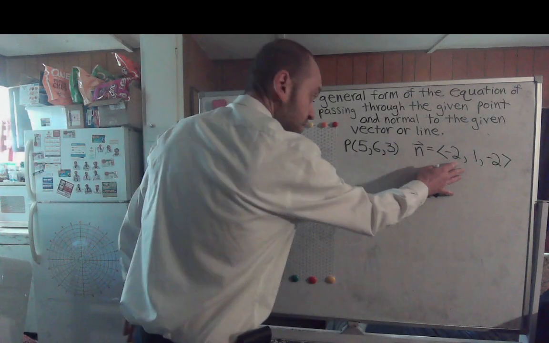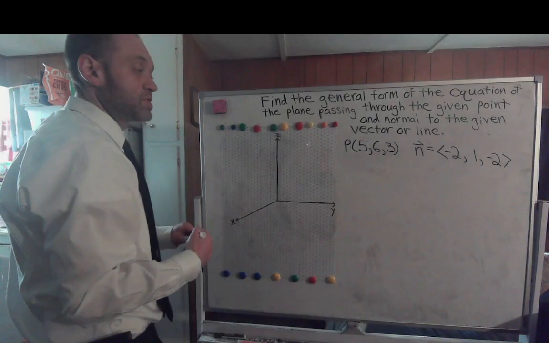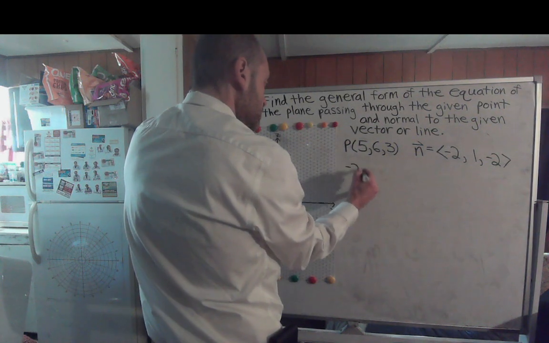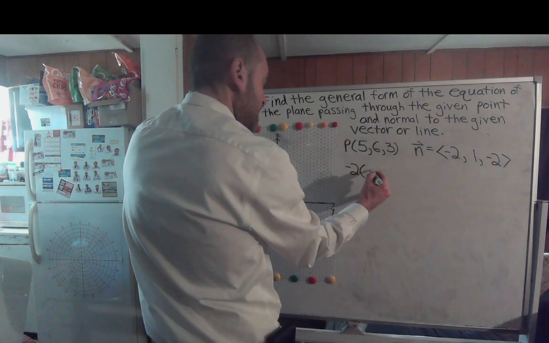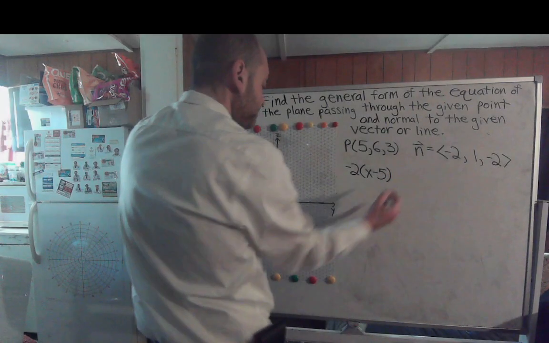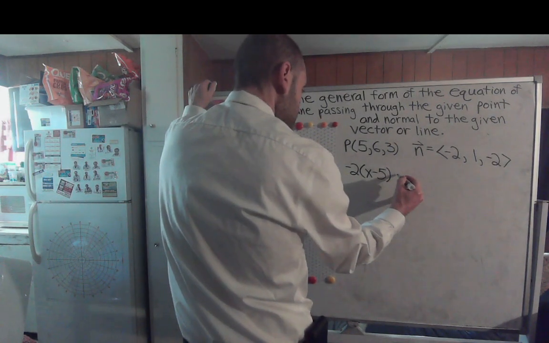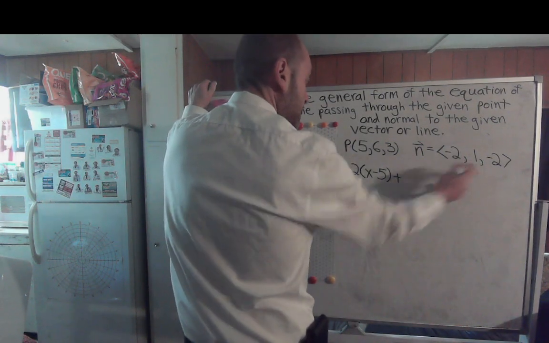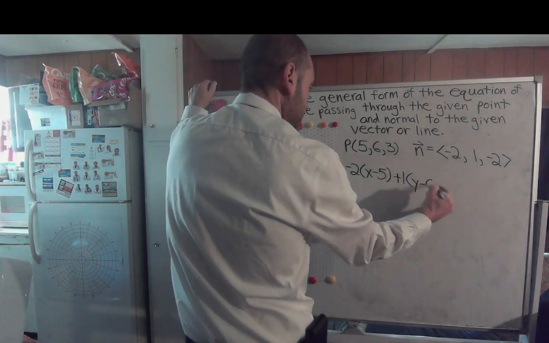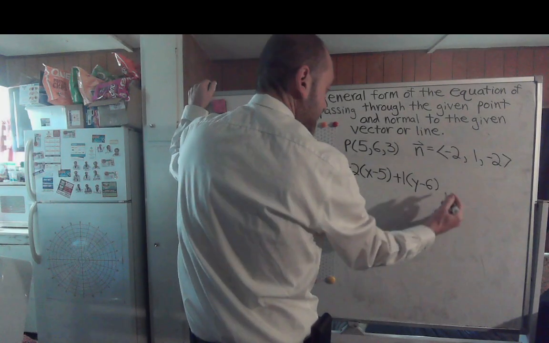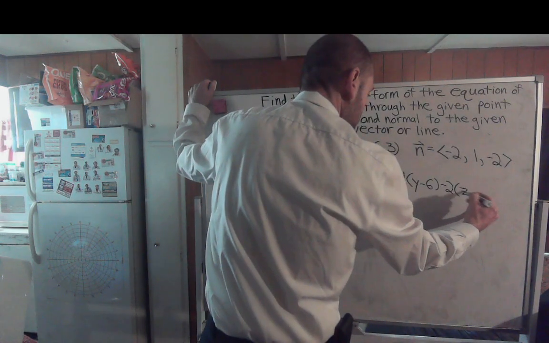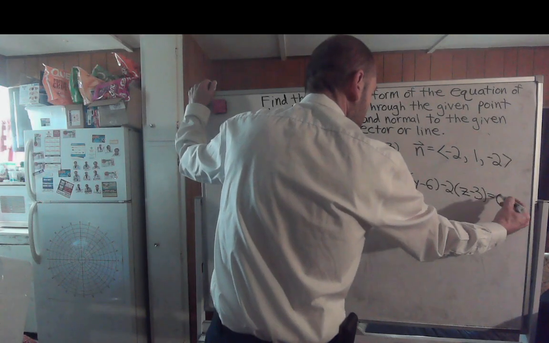Again, this normal vector, those are your direction numbers. So we'll take that x component, that negative 2, times the quantity x minus that 5 from point P, plus we'll take that 1 times y minus 6 from point P, and then plus that negative 2, which would be minus 2, times z minus 3 from point P, set all that equal to 0.